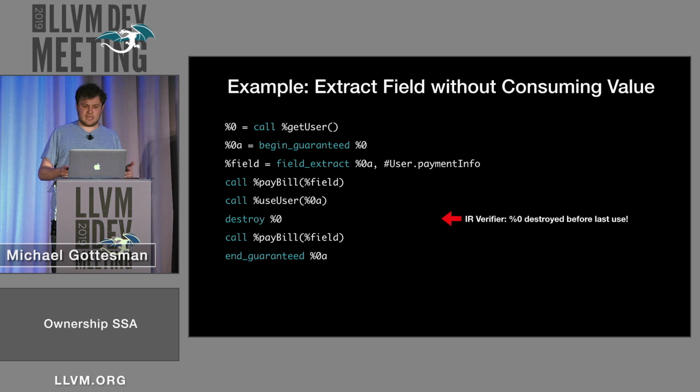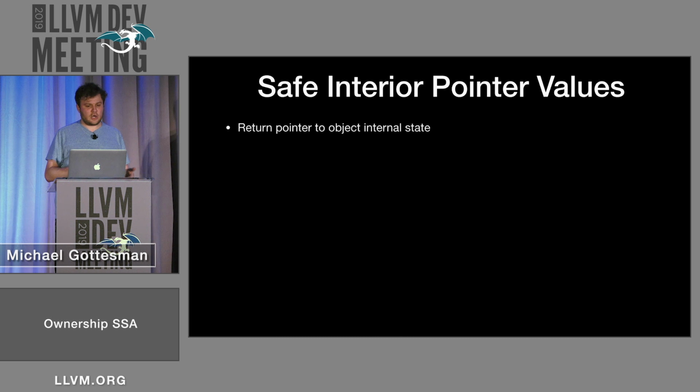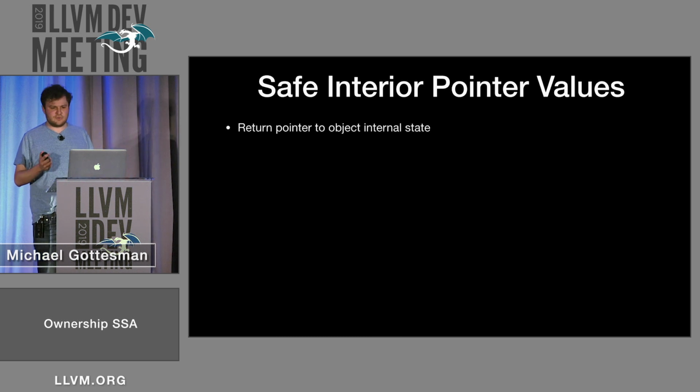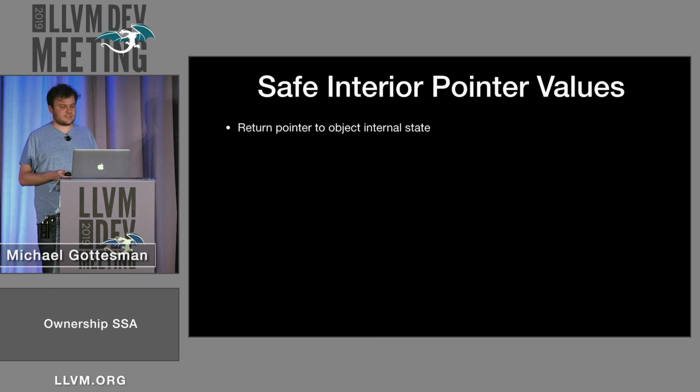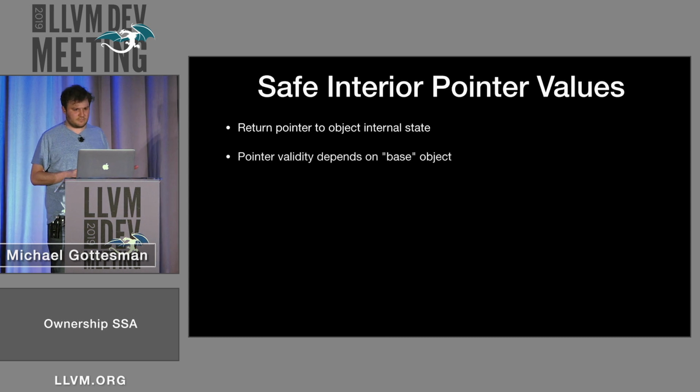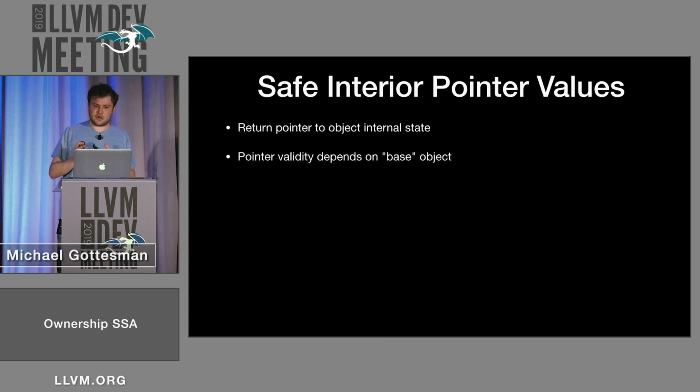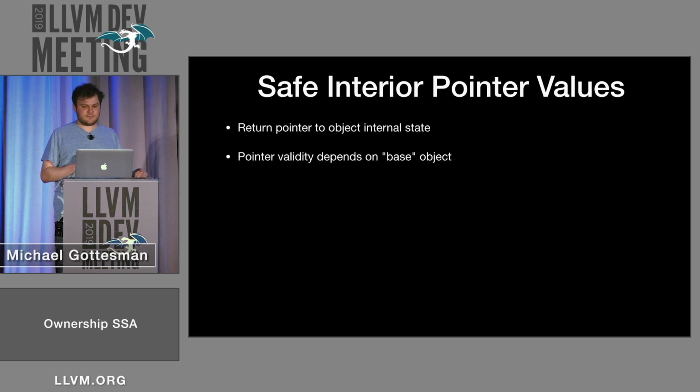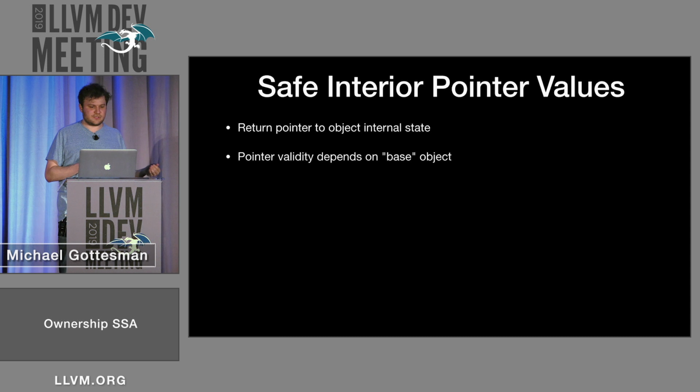Guaranteed ownership has many more uses beyond safely using subfields of owned values that I'd like to highlight, but given that we only have a couple of minutes left, I would like to speak about one of those uses, modeling safe interior pointer values. In code, sometimes one wants to be able to use a pointer that provides access to the internal state of an object. This is called an interior pointer, since the validity of the pointer depends on the base object remaining alive at all uses of the interior pointer.